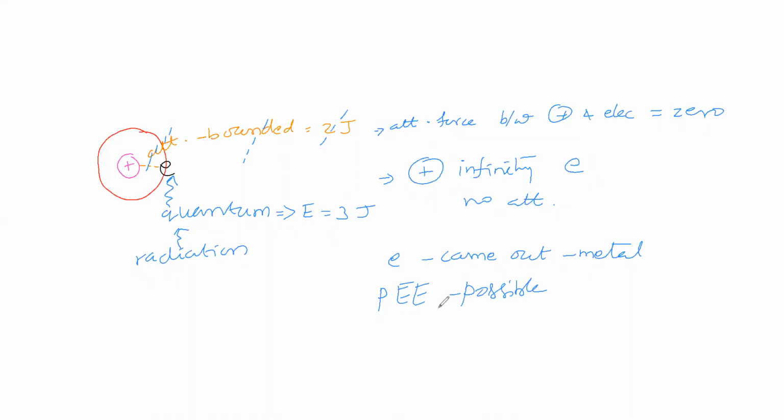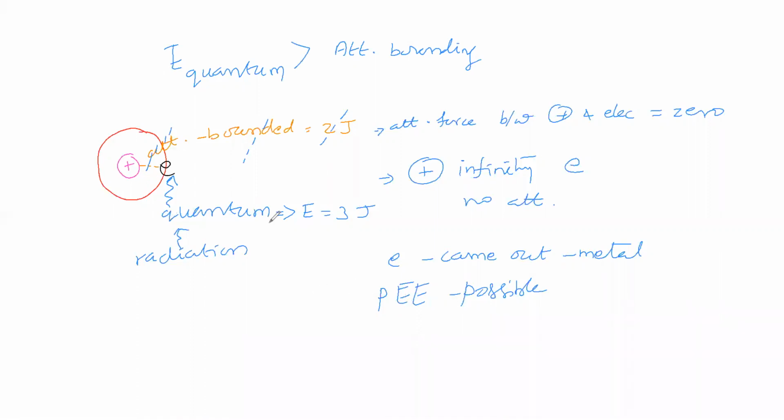So here we will see the energy of quantum and the attractive force magnitude. Here the energy of quantum is 3 joule. The attractive force magnitude, that bonding force between nucleus and electron, is 2 joule. Now when the energy of quantum is greater than the attractive force magnitude between nucleus and electron, the photoelectric effect is possible.